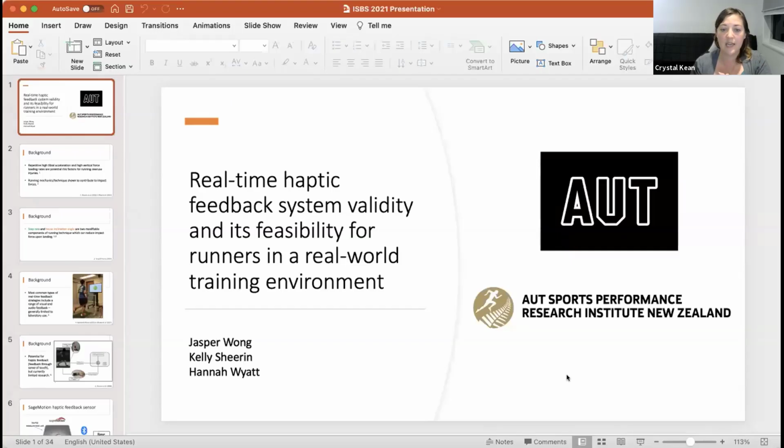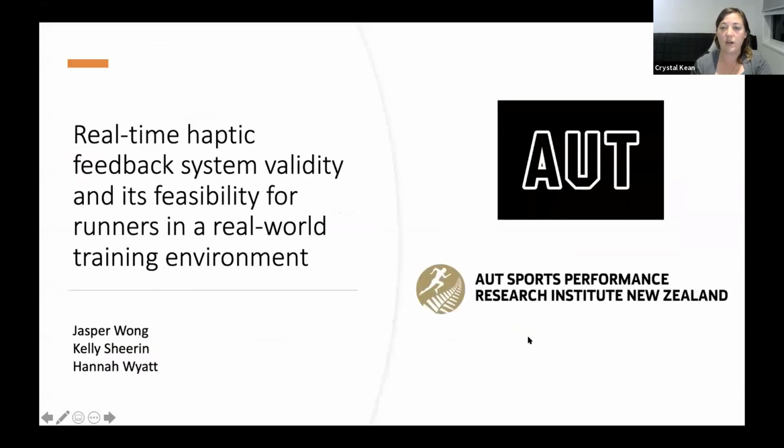Okay, so our next speaker for this session is Jasper Wong, who will be presenting on real-time haptic feedback system validity and its feasibility for runners in real-world training environments. So Jasper, when you are ready, we'll hand over to you. Cool, thanks, Crystal. Is the screen sharing okay? Yes, we're all good, thanks.